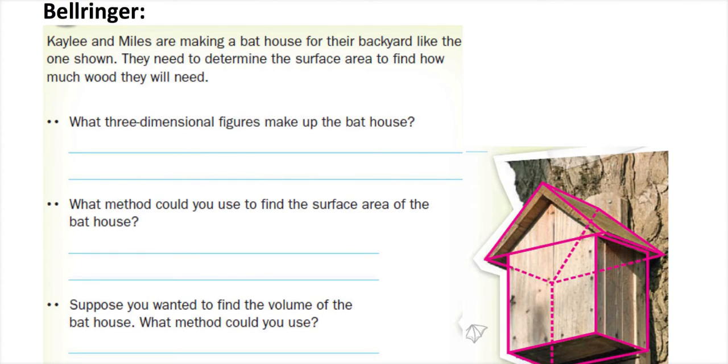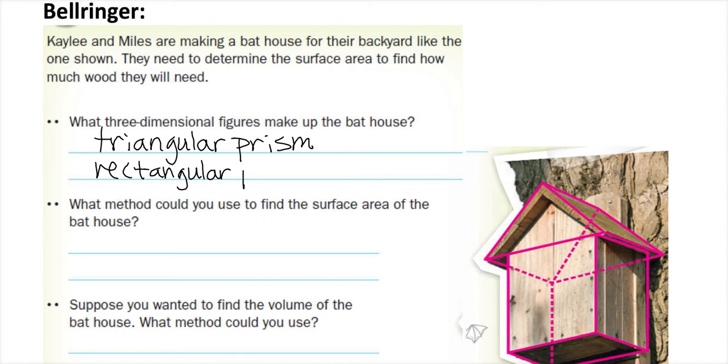It says, Kaylee and Miles are making a bat house for their backyard like the one shown. They need to determine the surface area to find how much wood they will need. What three-dimensional figures make up the bat house? Okay, so let's take a look here. So which 3D figures do we see? We should see a triangular prism, and we see a rectangular prism.